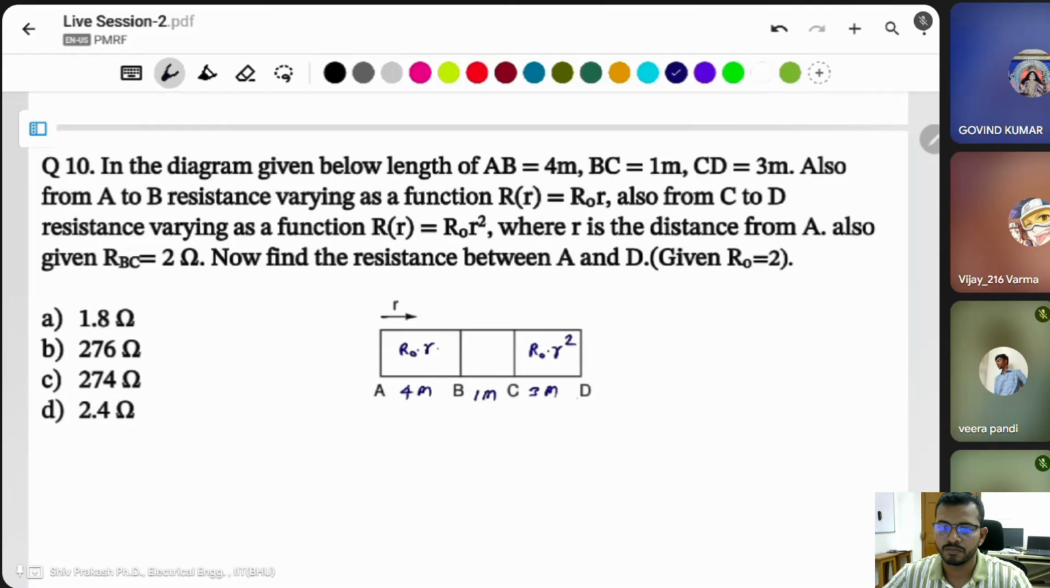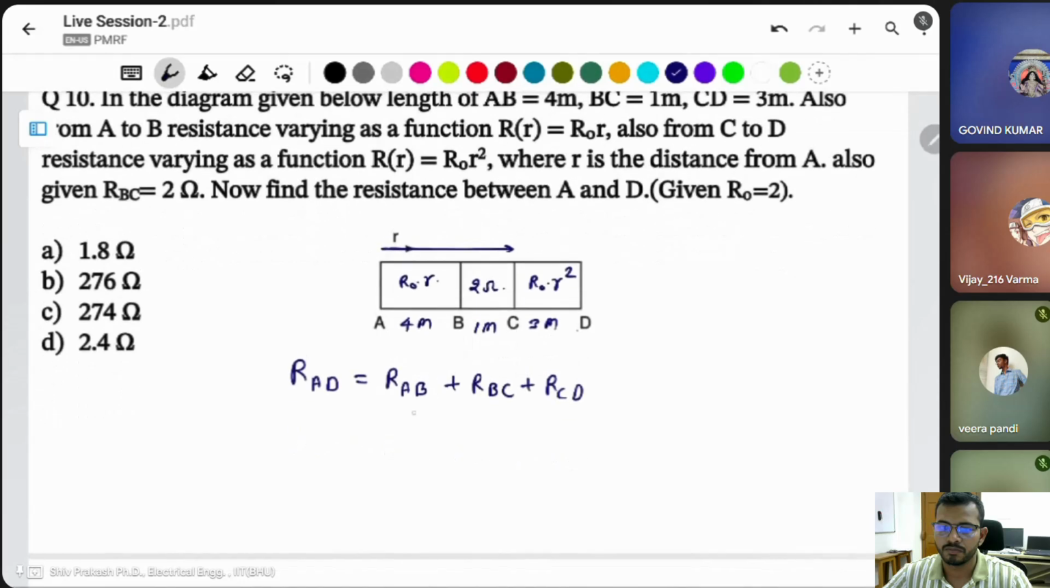Here r is the distance measured from A. And RBC is given as 2 ohm. Then find the total resistance A to B, the question asks. So it is RAB plus RBC plus RCD. RBC is given as 2 ohm. We have to find RAB and RCD.